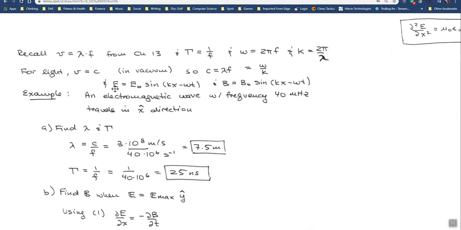Instead of y equals some maximum amplitude sine kx minus omega t, I'm just going to use electric field, and the same thing for the magnetic field. And we have our full description of an electromagnetic plane wave.